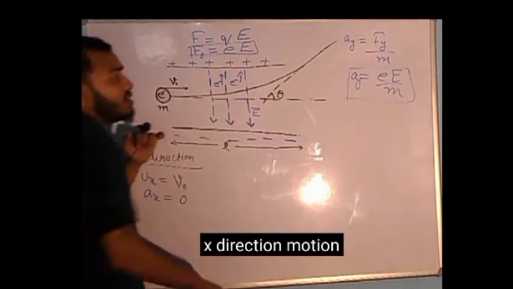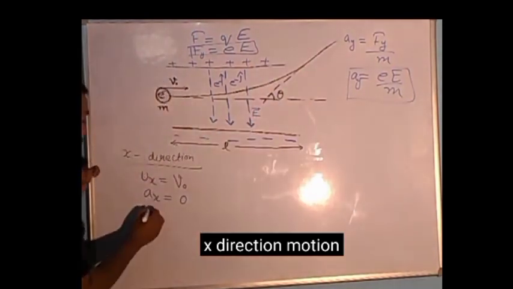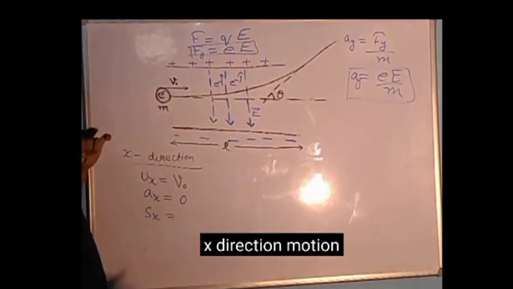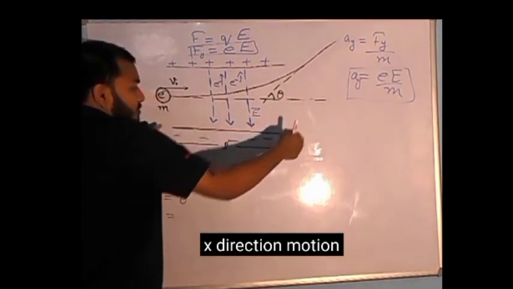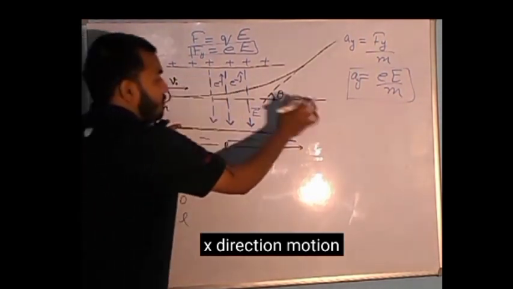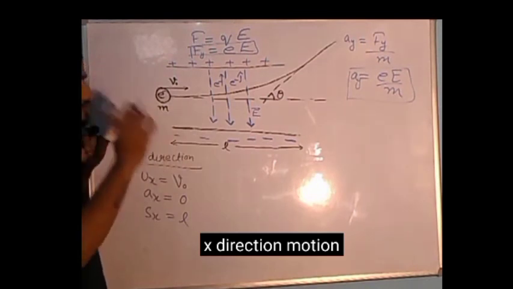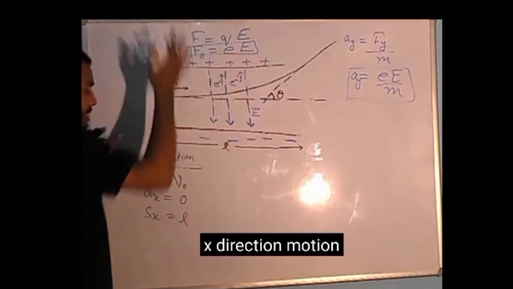Whatever acceleration there is, it is only in the y direction, not the x direction. What is the displacement of the electron in the x direction? The displacement must be equal to the length of this plate, that is L. The electron will move from here to here. Finally, we need to find this angle, the trajectory. What is the path?